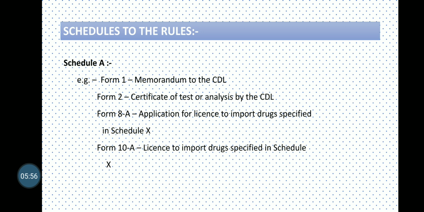After receiving the application, if all the requirements have been fulfilled, then the license will be issued by the licensing authority for import of drugs specified in Schedule X in Form 10A. That is the license to import drugs specified in your Schedule X. If it is other than Schedule X, then the license will be issued in Form 10. That is your Schedule A, that is the first one.